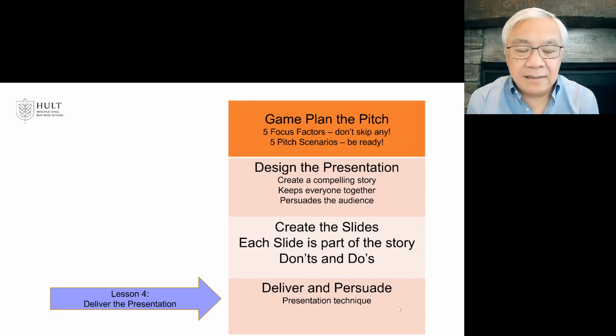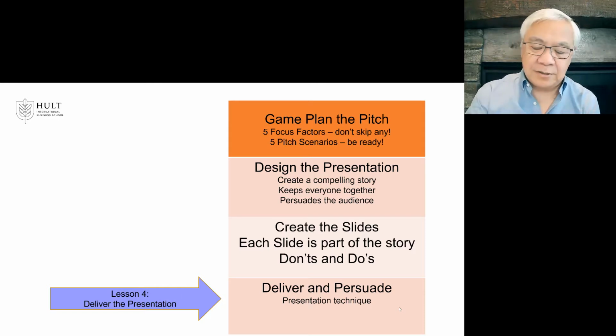So our final lesson is on delivery. So next is you've gone through the logic flow, you got it. You've gone through the slides and created them. Now it's time to present, to deliver the presentation.